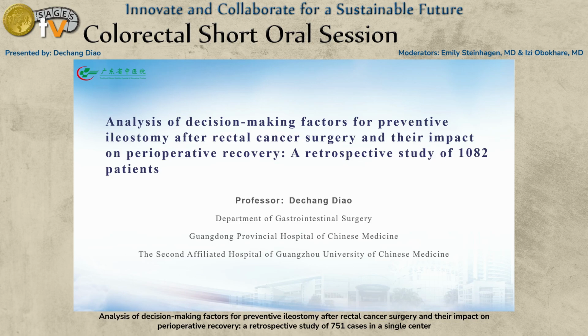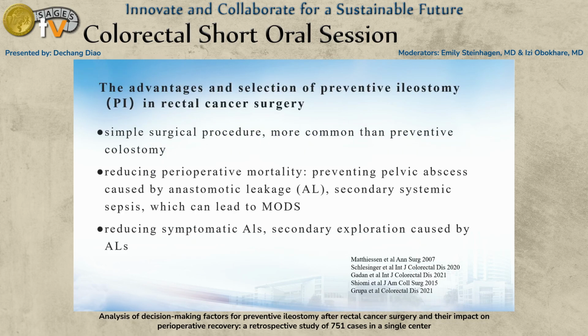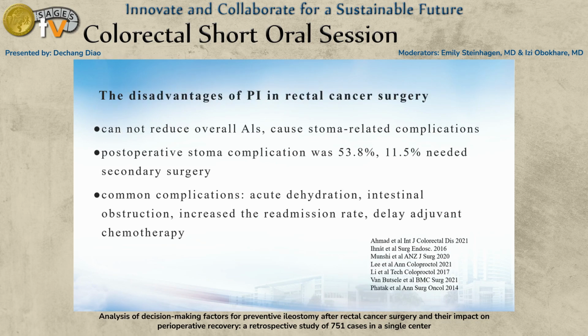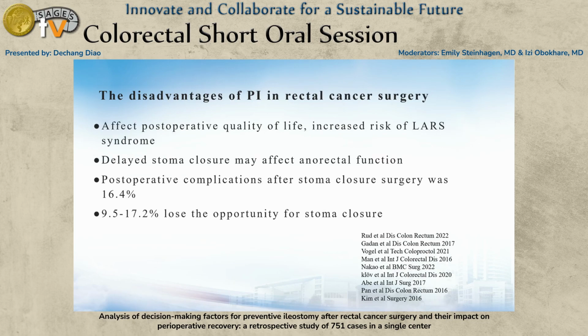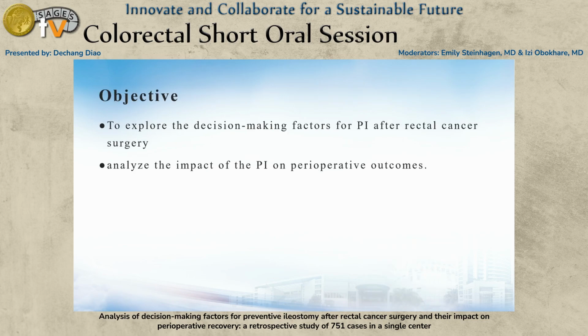My topic is analysis of decision-making factors for preventive ileostomy after rectal cancer surgery and their impact on perioperative recovery. So we know that there are advantages of preventive ileostomy (PI) in rectal cancer surgery. However, there are also many disadvantages of PI in rectal cancer surgery, such as it cannot reduce overall leakage, it can have common complications, and it affects the post-operative quality of life. So there's a controversy: when should we perform the PI procedure after rectal cancer surgery?